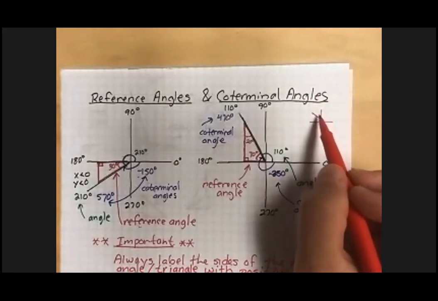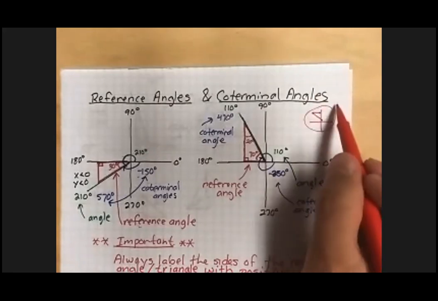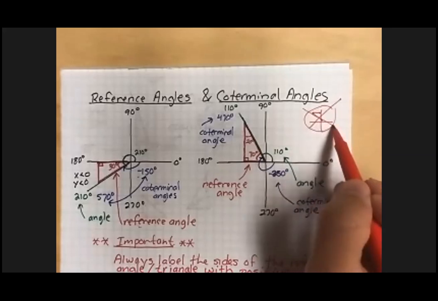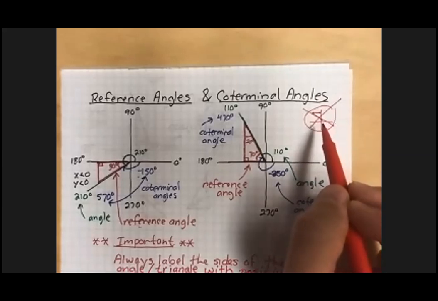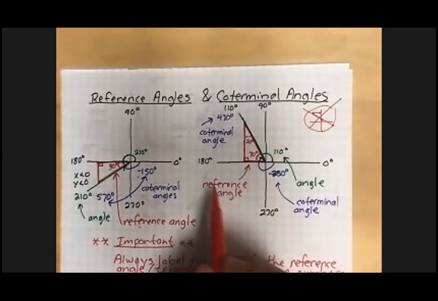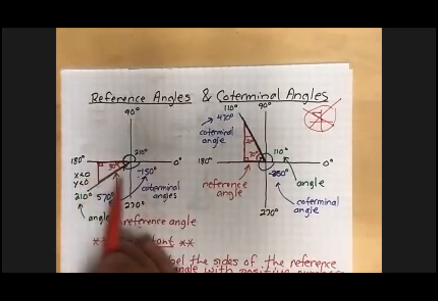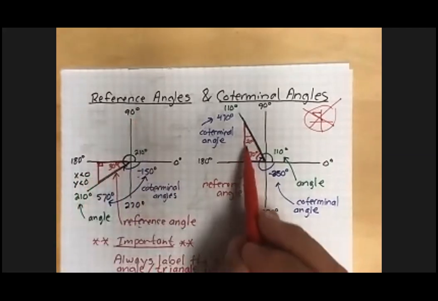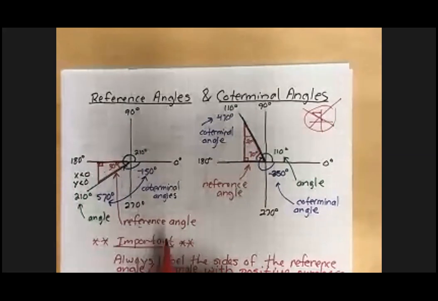Never build a reference triangle over here. If you make a drawing like this, it's pretty much dead in the water. You can't use it at all. No flags. You always build a reference angle on the x-axis, whether it's above or below, you always build the reference angle on the x-axis.